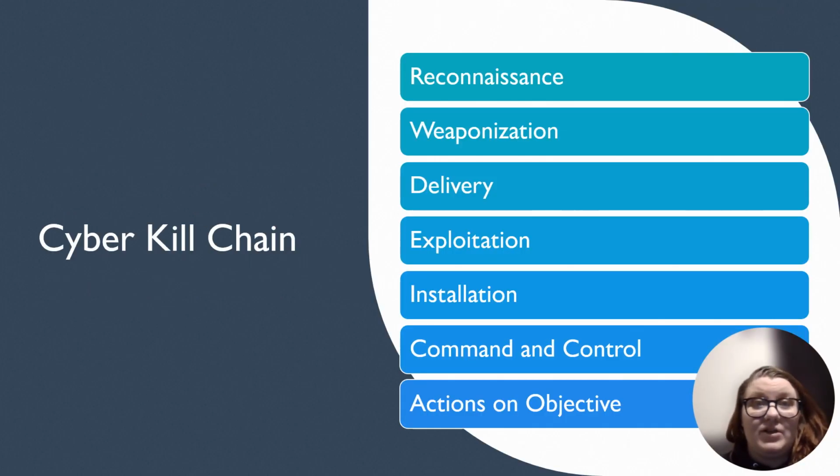So the cyber kill chain consists of the following stages to prevent cyber attacks. It's reconnaissance, weaponization, delivery, exploitation, installation, command and control, and actions on objective. Each of these stages is used both during and after an attack. After an attack, the stages are studied to prevent future attacks from occurring.